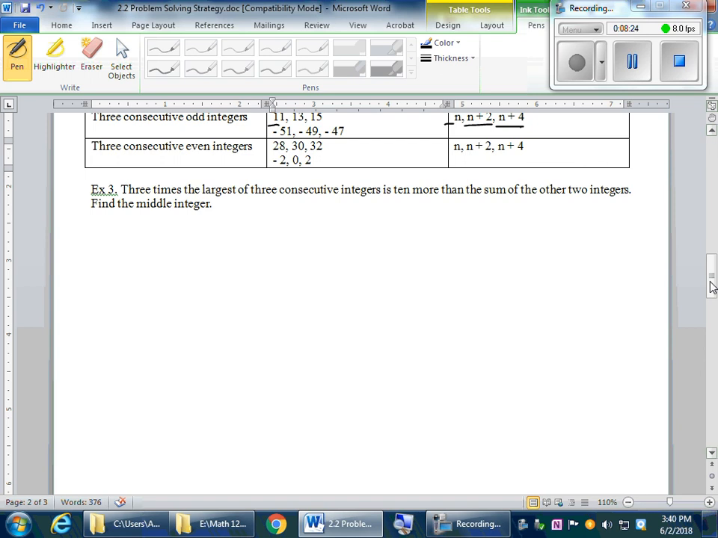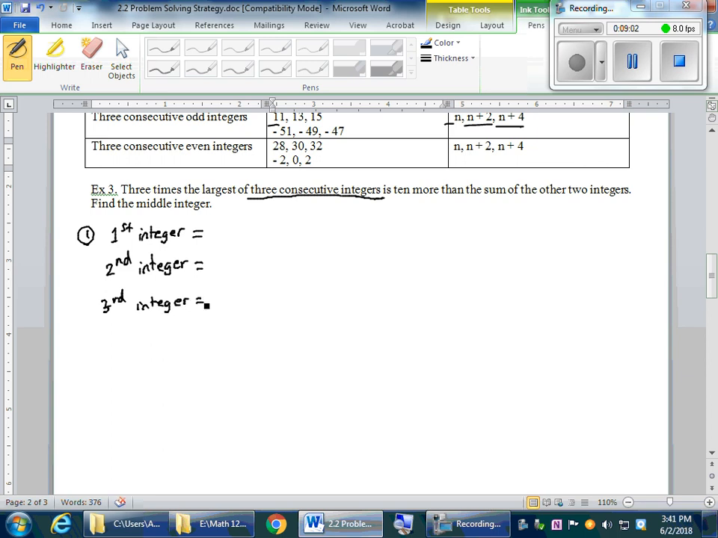3 times the largest of 3 consecutive integers is 10 more than the sum of the other 2 integers. Find the middle integer. So in this case, first my unknown will be 3 consecutive integers, which we don't know. So step 1, I will say that first integer, and usually we will always assume that the first integer will be the smallest one, and then the next one, and then the next one.